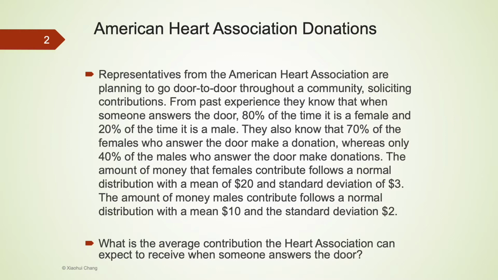Okay, I can think of 3 sources of uncertainties here. 1. When someone answers the door, will it be a man or woman? 2. Will the person make a donation? 3. How much is the donation? We try to estimate the average amount of donation by accounting for these different sources of uncertainties that are prevalent in a lot of real-life business simulations.